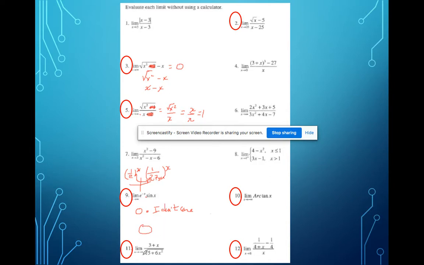Check out this one. This is going to negative infinity. So remember, since I'm going to negative infinity, once again, this plus 3 doesn't matter, and that 5 doesn't matter. So remember, I'm plugging in negative values of x, right? So I get a negative up here.